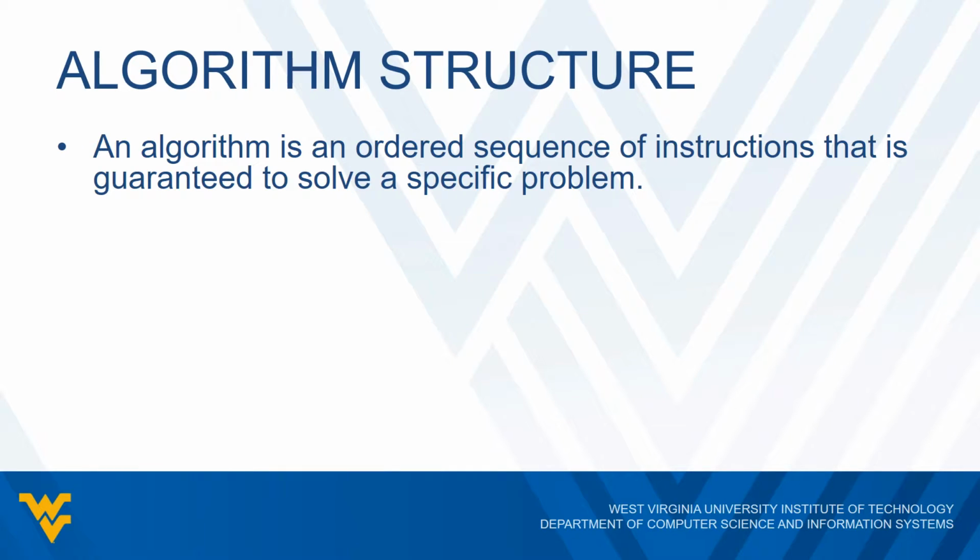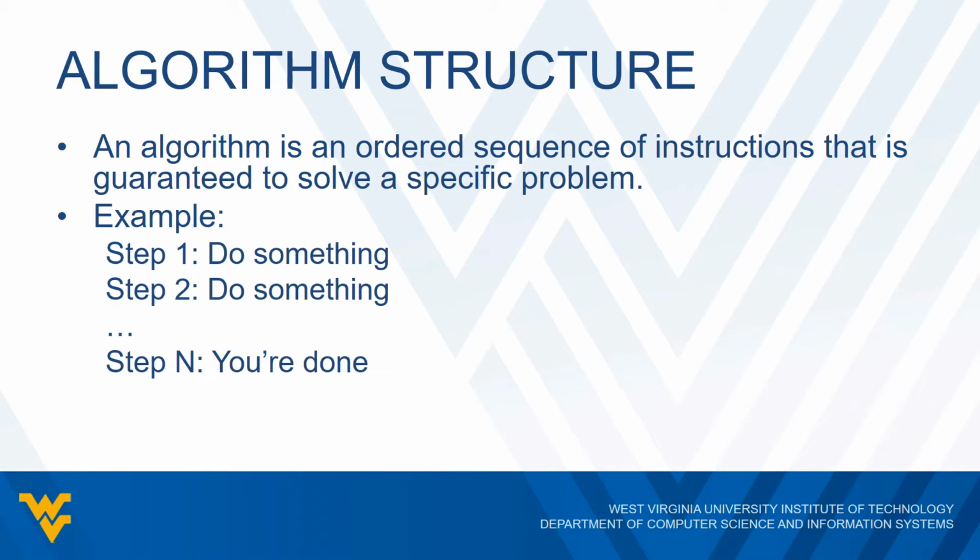Informally, an algorithm is simply an ordered sequence of instructions, and these instructions are guaranteed to solve some specific problem. So let me just give you an example of the structure of an algorithm. This is not a specific algorithm, but it just kind of gives you an idea of what an algorithm would look like. So there's going to be some ordered steps. So we have here, for example, step 1 right here, and we're saying step 1, we do something. And then step 2, we're going to do something else.